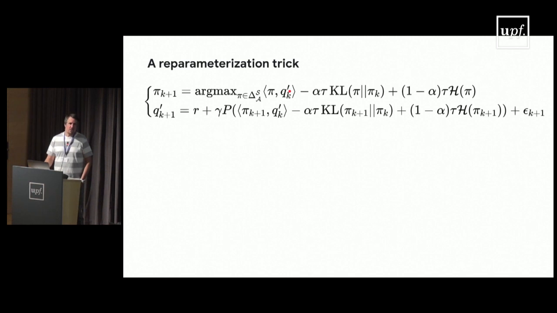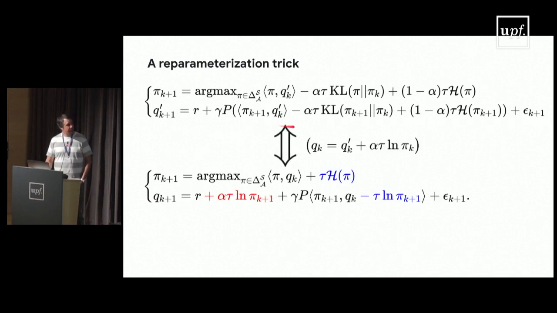You can check the paper. I've not done the derivation here, but it's pretty simple. And what you can do is that, so I write a q prime k here. And q prime k is really the q function I was talking about before, the same as qk before. And then I just do a reparametrization trick, that is, I will define q prime k plus alpha tau log pi k as qk. And I write everything as qk, and it works.